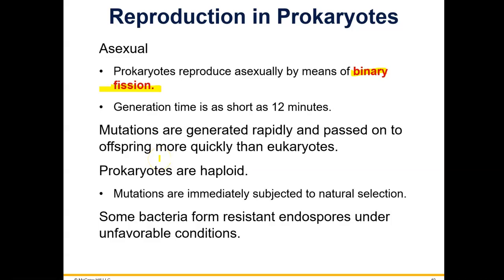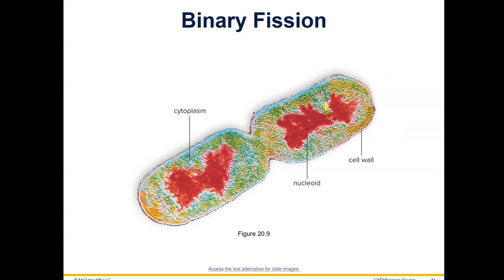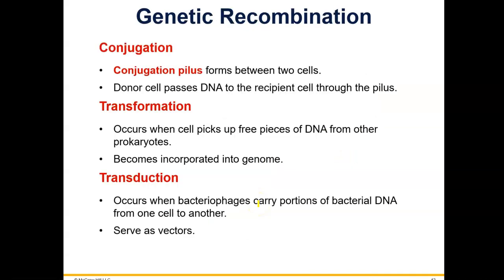They have a high rate of mutations in their DNA. They are haploid because they only have a single chromosome. So prokaryotes are haploid. They have a high rate of mutation. They can reproduce as fast as 12 minutes. This is a picture of a prokaryotic cell which has almost completed binary fission and become 2 cells.